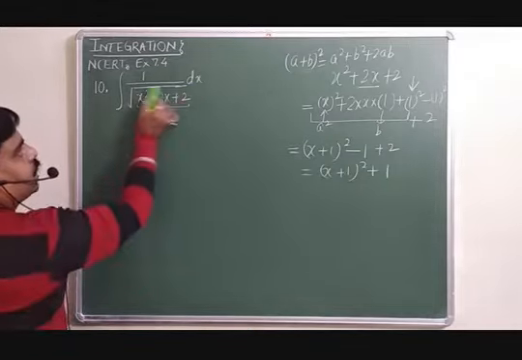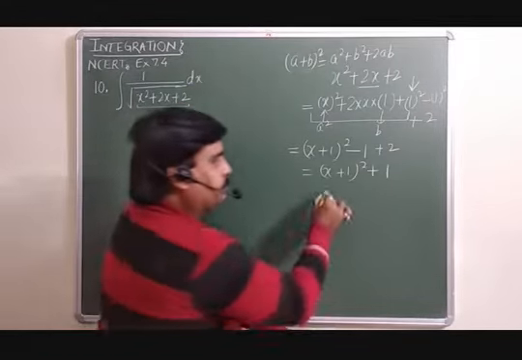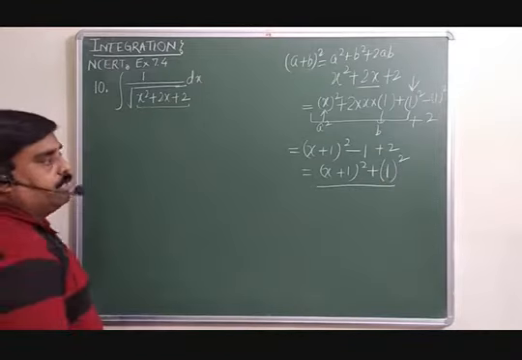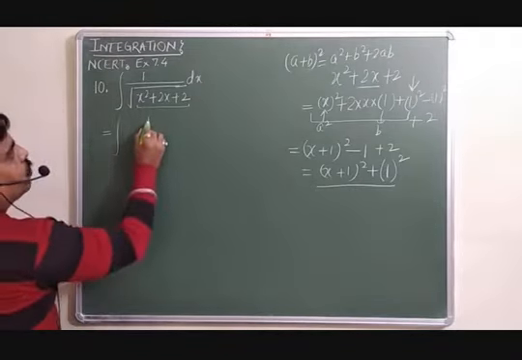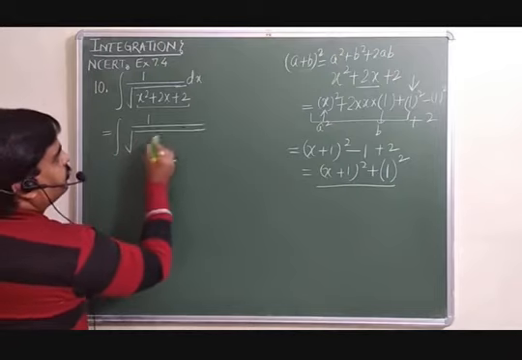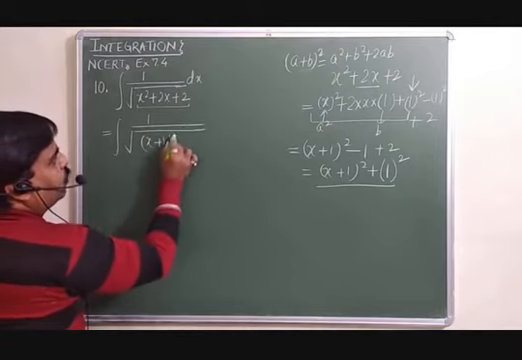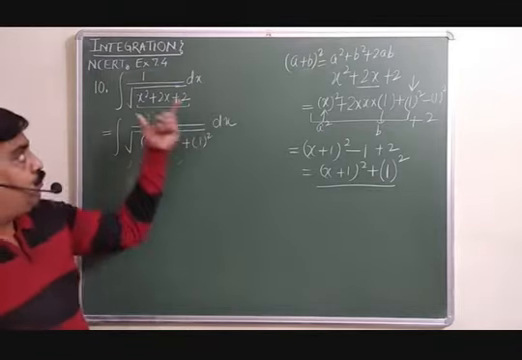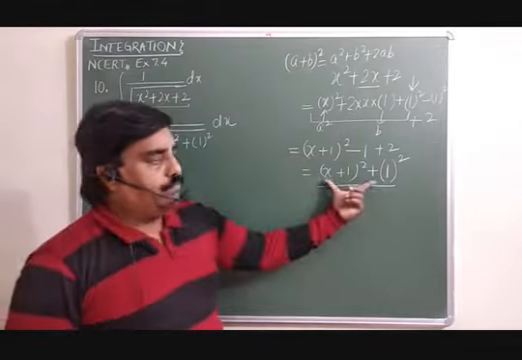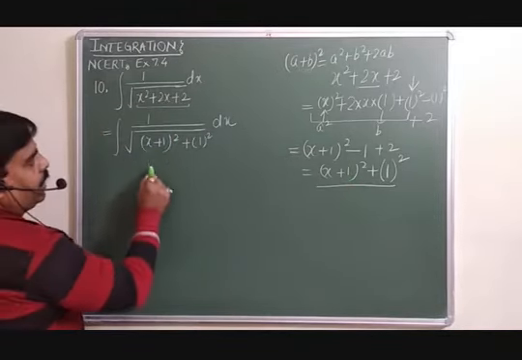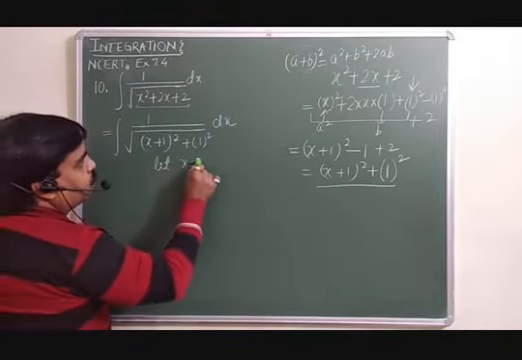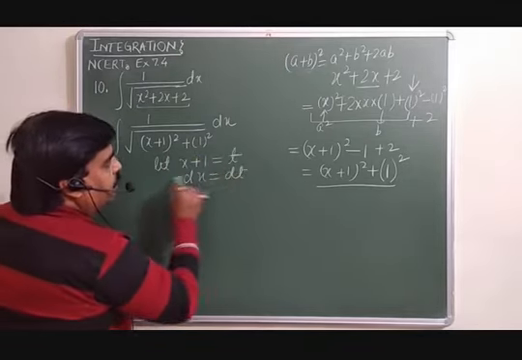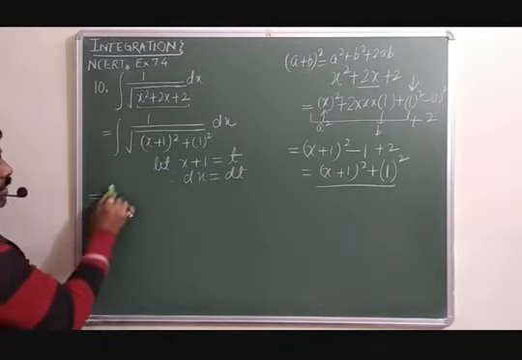It means this expression can be written like this, or you can write it in the form of a square here. So this is equal to 1 over under root (x plus 1) whole square plus 1 whole square dx. So first of all, change it into this form. Now see, again you can assume let x plus 1 is equal to t, so that dx is equal to dt. So this can be changed again.